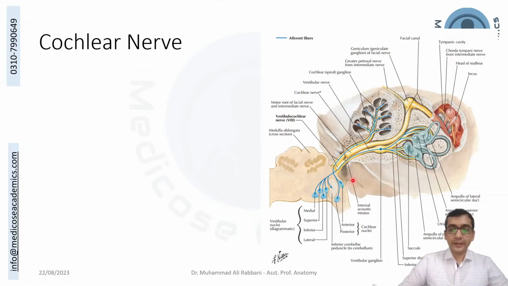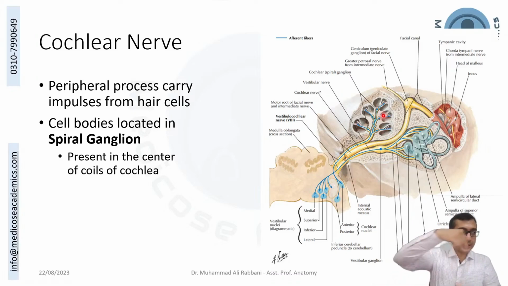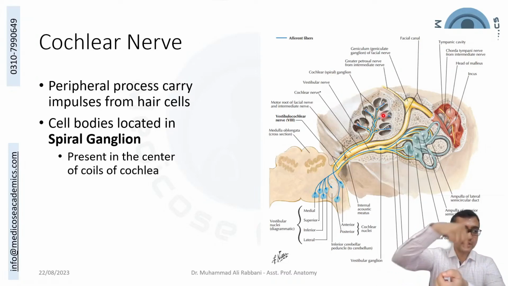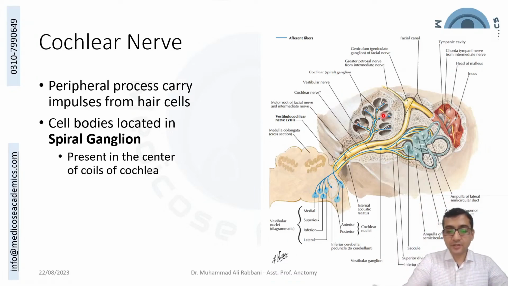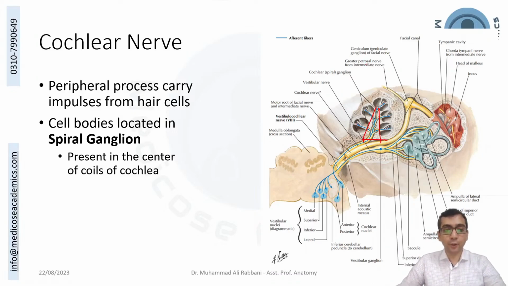The cochlear nerve is present in the modiolus. The cochlea is like a snail, a spiral that moves up, and inside there is a cone-like bone around which the spiral is building up. This cone is called modiolus, around which the cochlea is moving up. The spiral ganglion, the cochlear ganglion, is present there.